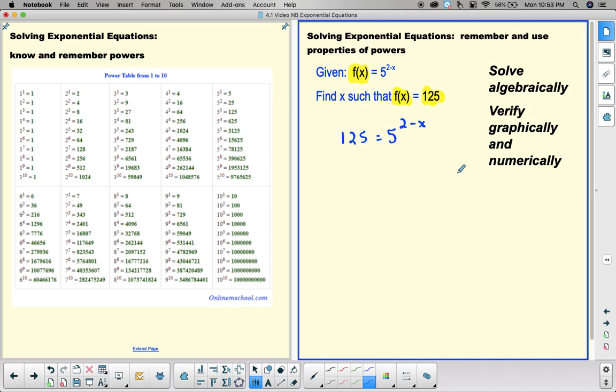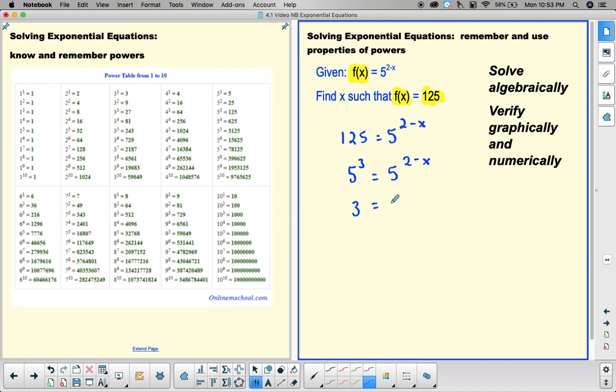Okay. Now I need to solve this equation for x. The base on the right-hand side is 5, so it's a smaller number than the number on the left-hand side. So I'm going to come over here and see if 125 is a power of 5. Heck yes, 5 cubed is equal to 125. So 5 cubed is equal to 5 to the power of 2 minus x. Bases are equal, so I set the exponents equal to each other.